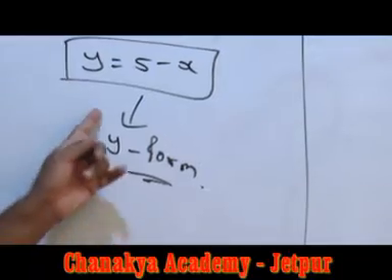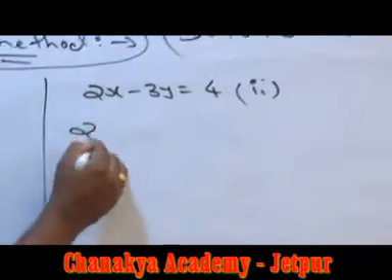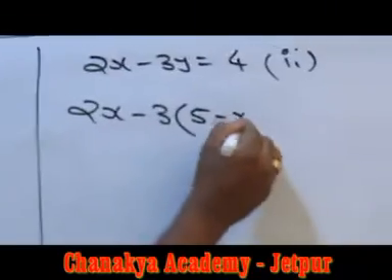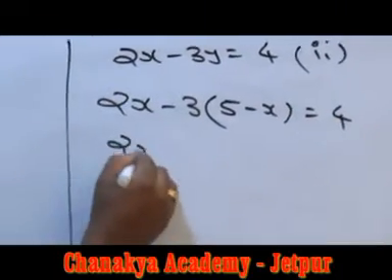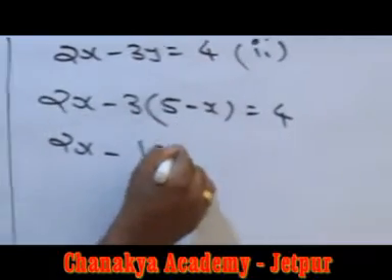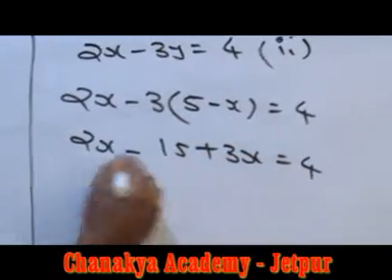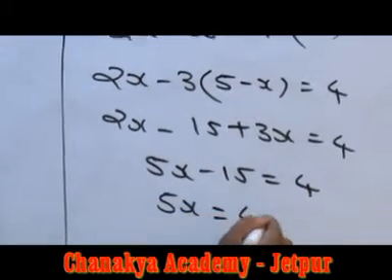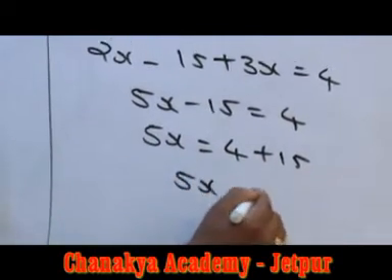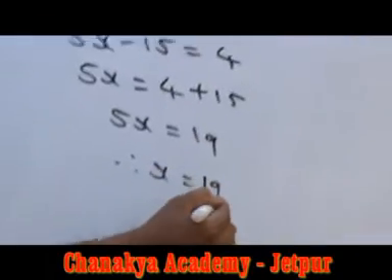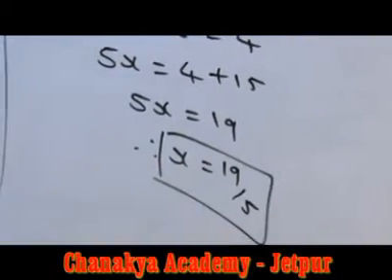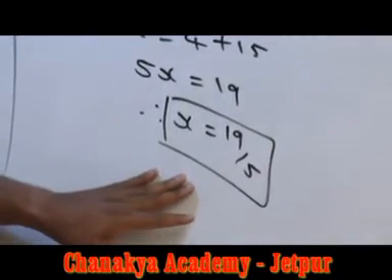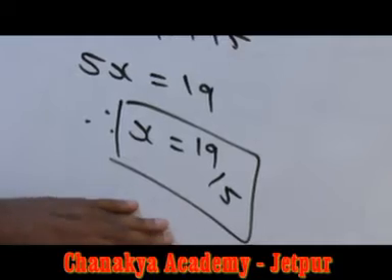Now substituting the value of y in equation number 2, here we are rewriting 2x minus 3 bracket y, value of y is 5 minus x, equal to 4. 2x minus 3 fives are 15, minus minus plus 3x equal to 4, here 5x minus 15 equal to 4, 5x equal to 4 plus 15, 5x equal to 19, therefore x equal to 19 by 5, which is in fractional form. We always write x as 19 by 5, which is our fractional form.